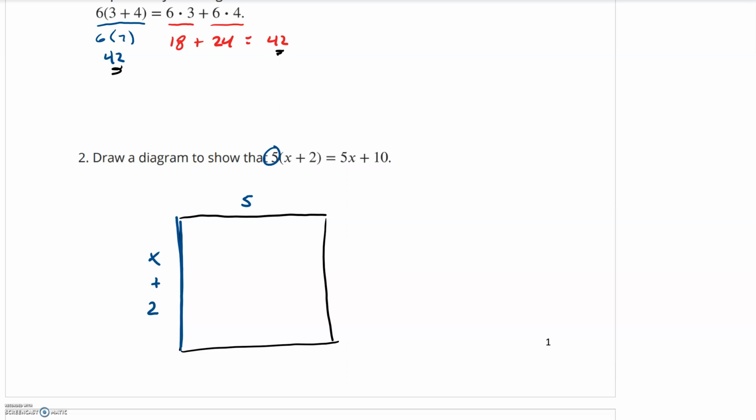Okay? So we can break that into two smaller rectangles. We can see that the area 5x would be a side length of 5 here and a side length of x, giving me 5x. And then we have a side length of 5 and a side length of 2, giving a 10. So my total area here, when I add these up, is 5x plus 10.